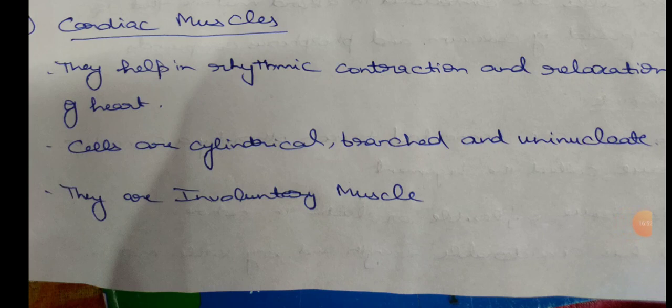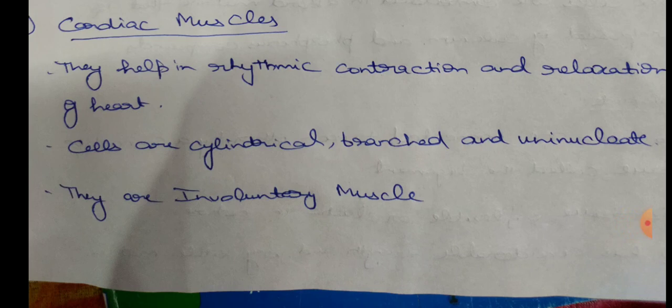The third kind of muscles is the cardiac muscles. As the name suggests, these are the muscles of the heart. They show rhythmic contraction and relaxation throughout life. We have studied the atrial contraction, and how ventricles contract and relax. That's why the blood moves throughout the body. These are also involuntary muscles, because this rhythmic contraction of the heart is not under our control, and it cannot be controlled according to our will.